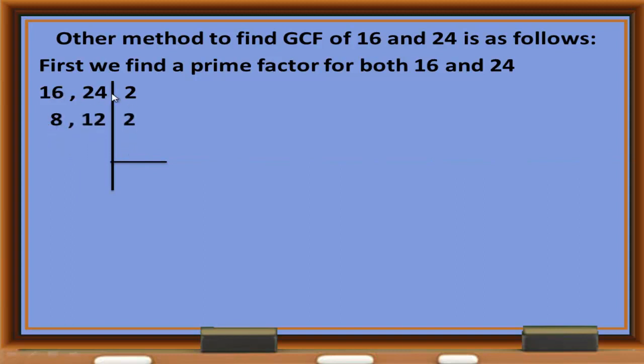That is, 16 divided by 2 is 8. 24 divided by 2 is 12. Again, for 8 and 12, the least prime factor which divides those two numbers without remainder is 2. 8 divided by 2 is 4. 12 divided by 2 is 6. Again, we divide these numbers by 2. 4 divided by 2 is 2. 6 divided by 2 is 3.